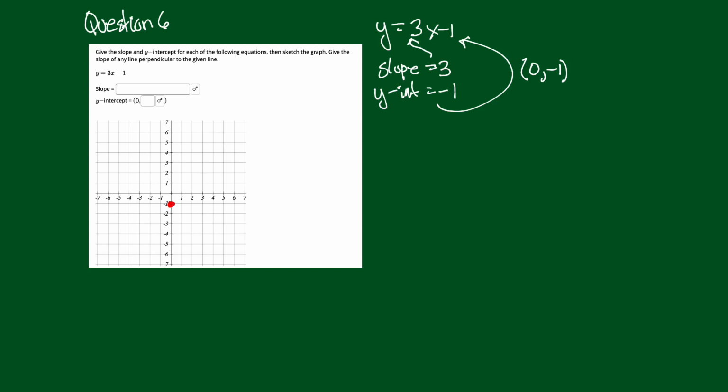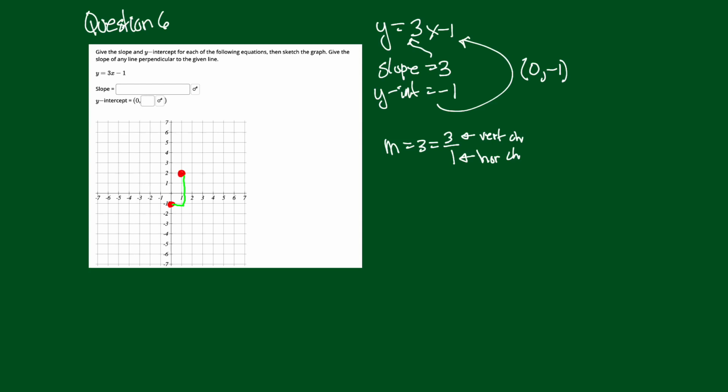Now, the slope is 3, so I'm going to write that like this. The slope is 3, but slope's always a fraction. So you can write any whole number or any integer as a fraction if you just write it over 1. So this bottom number, that is the horizontal change. This is the vertical change. So I'm going to start at this point. I'm going to go to the right one, and up 3. 1, 2, 3. Put another point.